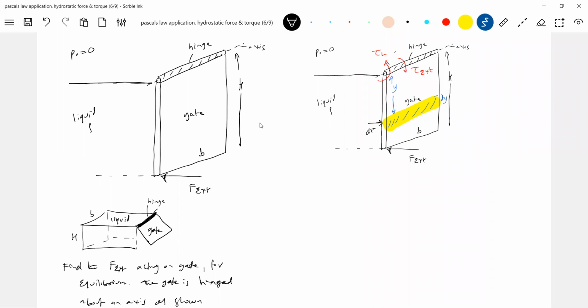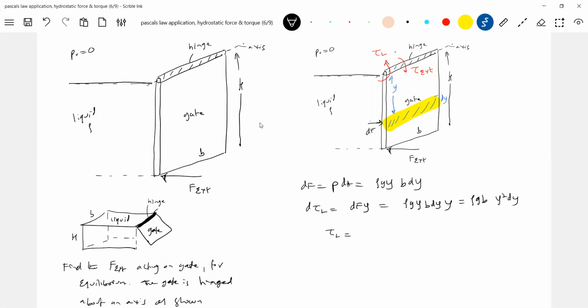How to calculate the torque? First we'll calculate the force. So dF is equal to pressure at that particular depth into area. What is the pressure? Rho g y. dA is what? B into dy. This will set up a torque due to liquid, dF into y, about the axis. So rho g y b dy into y. So this will be rho g b y square dy.